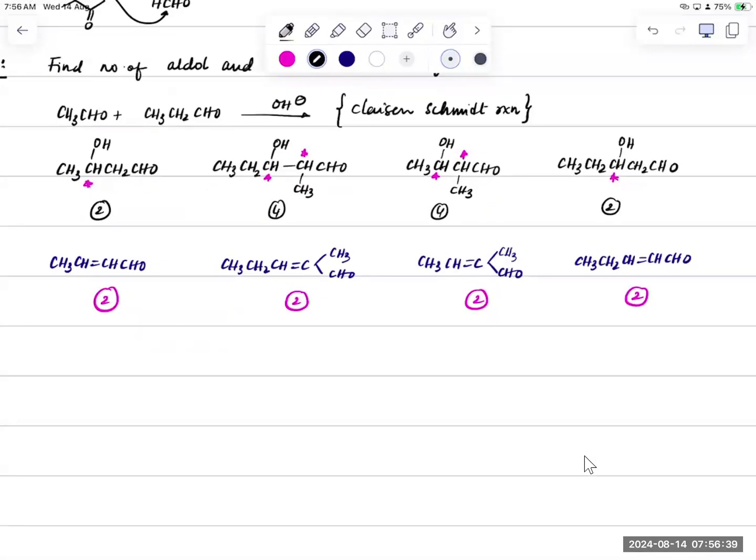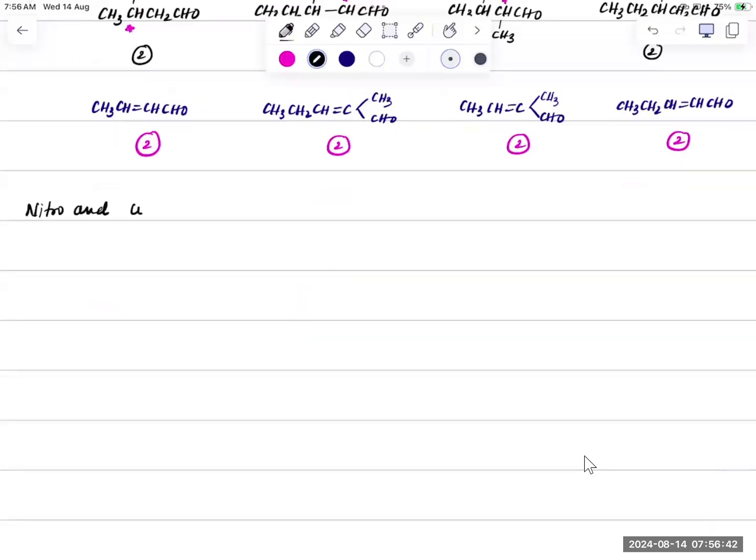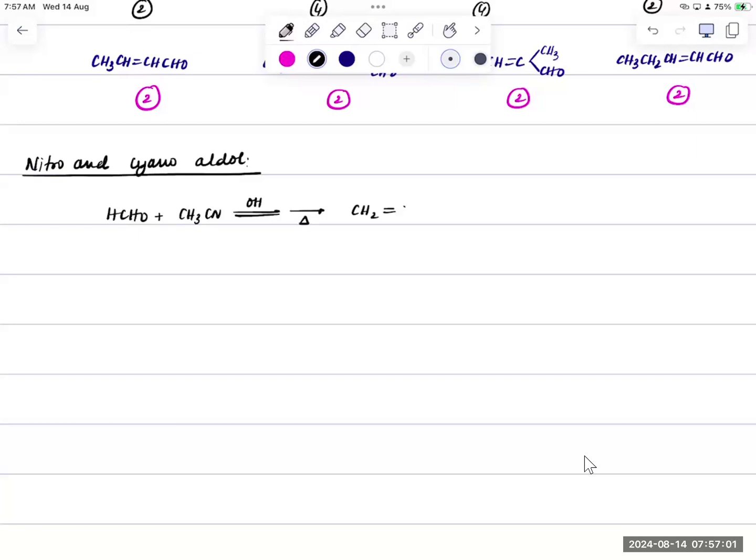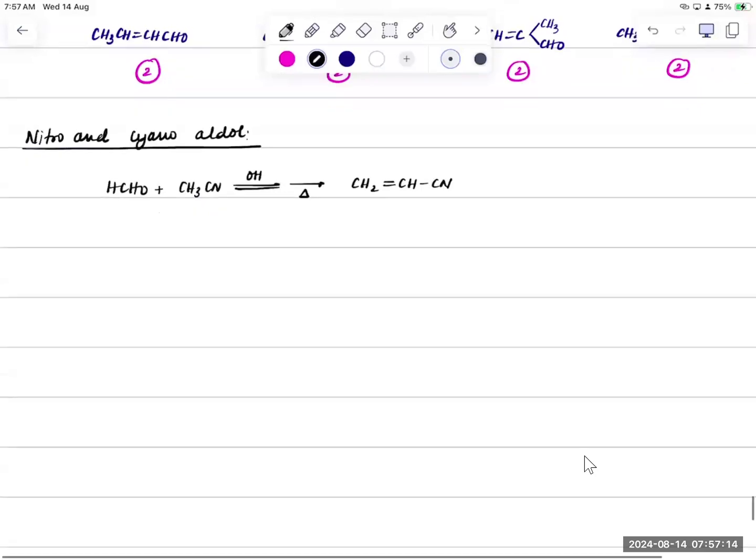Nitro and cyanoaldol. If you notice, basically here we'll have HCHO plus CH3CN in the presence of OH minus, followed by heat. So here we will have CH2=CH-CN. Here this is how CH2 minus is forming, that is going and attacking first, and after that we are getting a double bond form. So that's how the reaction is taking place. Same logic goes to all other cases.